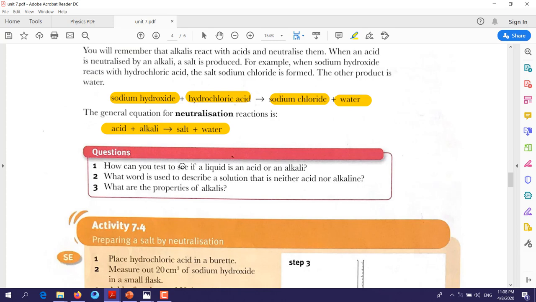Questions. How can you test to see if a liquid is an acid or alkali? We say by using an indicator. We will use a specific indicator. Question number two. What word is used to describe a solution that is neither acid nor alkaline? The solution will be either acid, alkali, or if it is none of them, it will be neutral. We call it neutral.